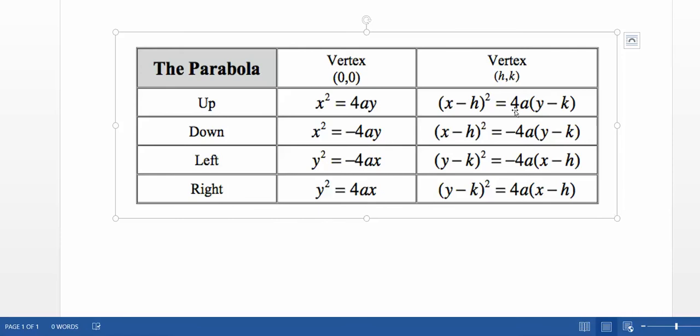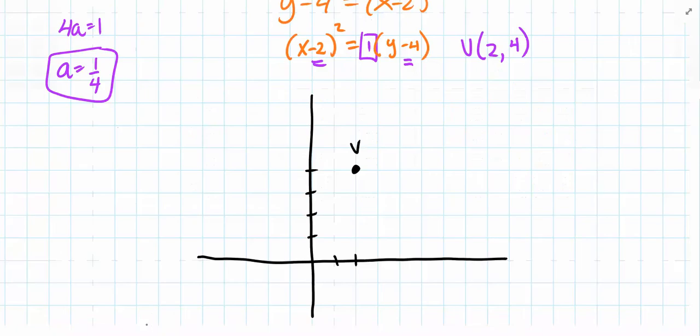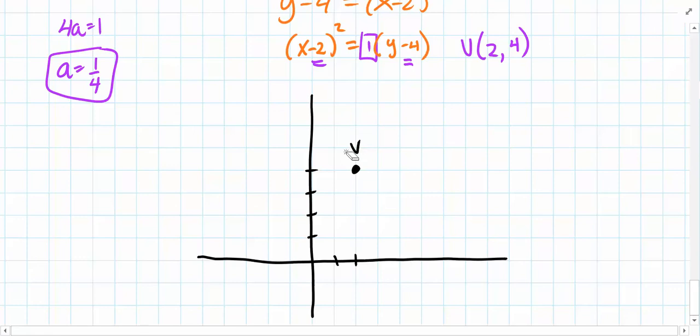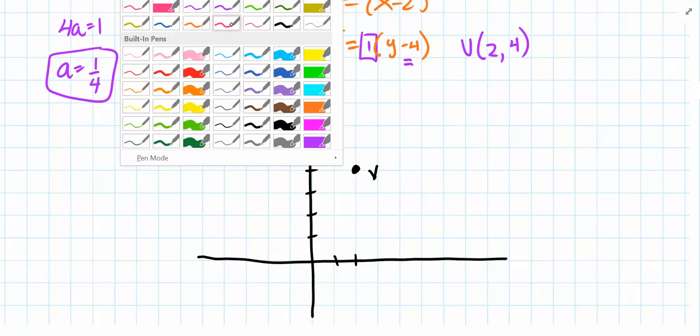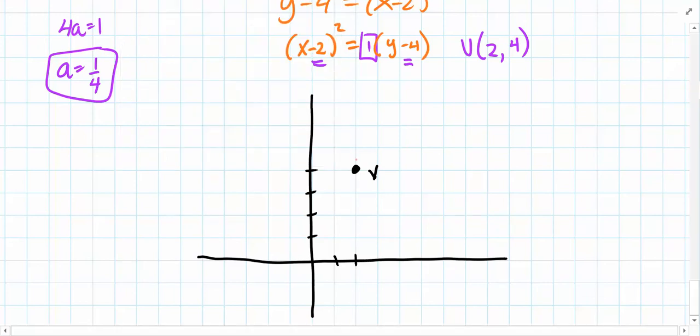Let me actually write vertex over here, because it's going to be better for you. So if it opens up, then where does my focus go? Well, it goes exactly 1/4 of the way up from the vertex, so it goes right here. So that is my focus, and that would be at the point 2 comma 4 plus 1/4. I went over 2 units, that's the 2, and then I went up to 4, and then I added on the a, which is a distance of 1/4. So to clean this up, the focus would be at 2 comma 4.25. Okay, that makes sense, no problem there.